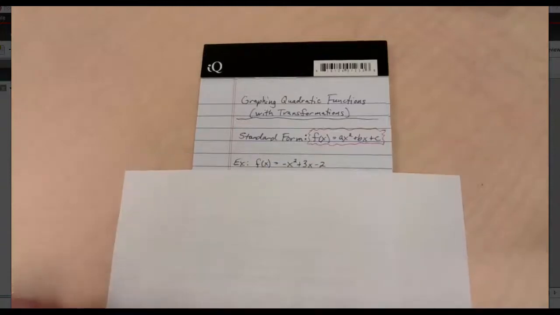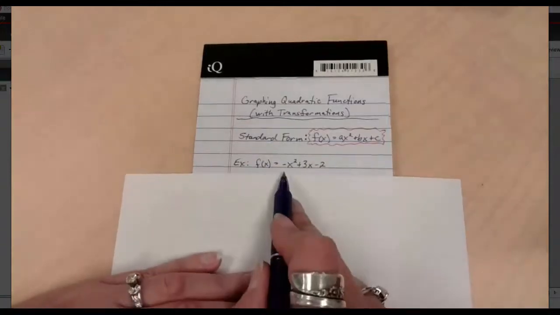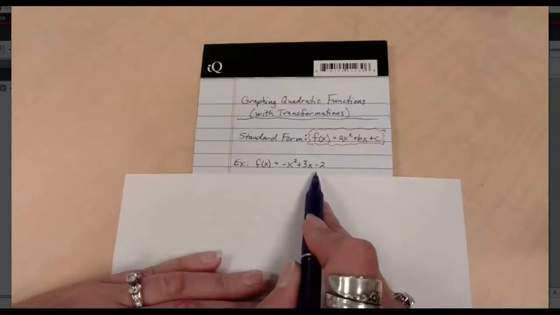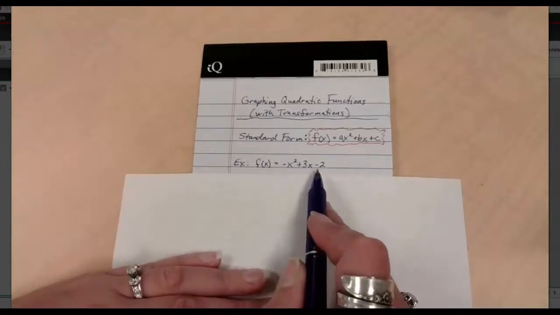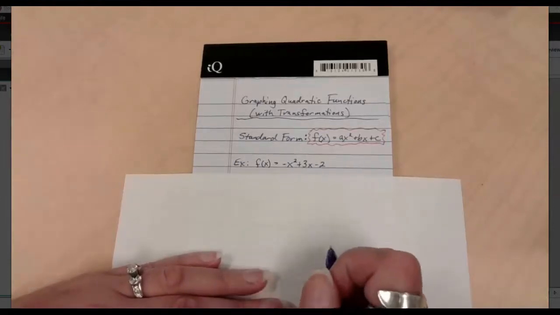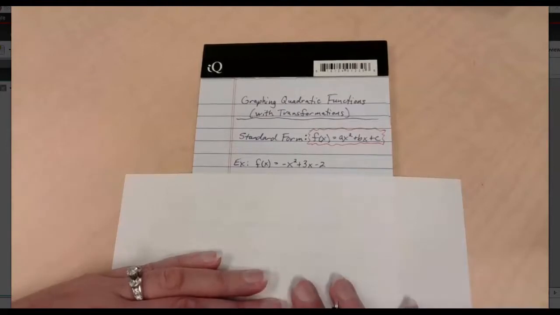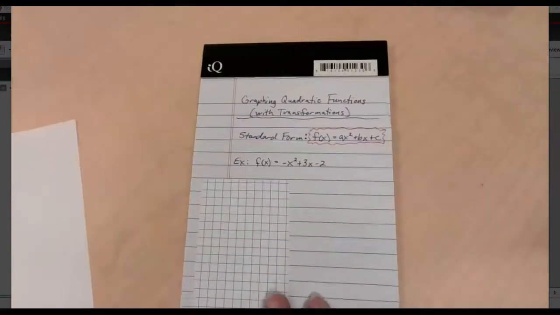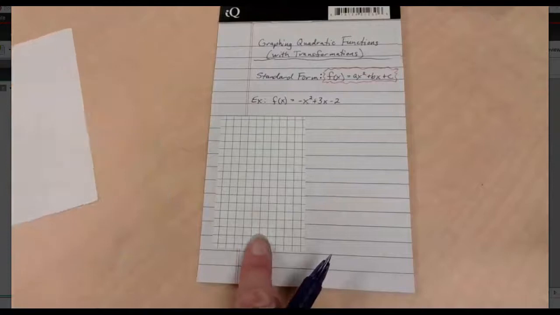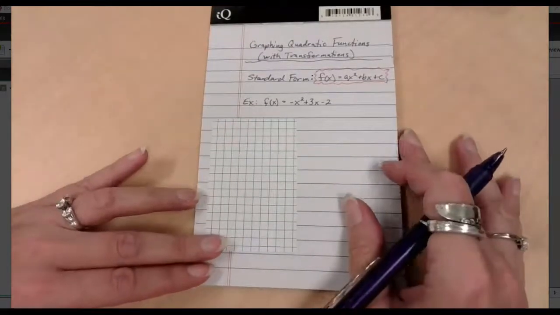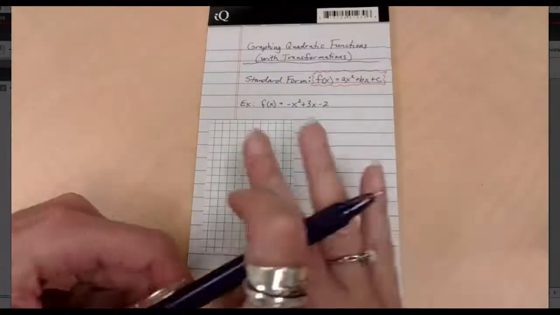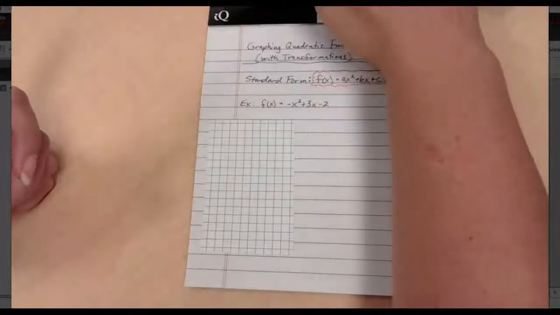Alright, so I have an example here. I've got f of x equals negative x squared plus 3x minus 2. And I want to look at what it would take to graph that, what that would look like. And so, consequently, I have some beautiful graph paper here. By the way, these are graph stickers. If you have no graph stickers in your life, I'm very sorry for you. Everybody should have graph stickers. Let's borrow our calculator and use it to help us start the thinking process.